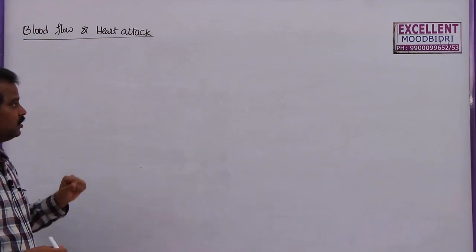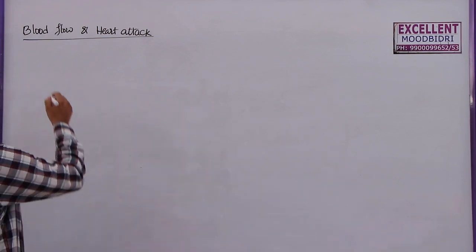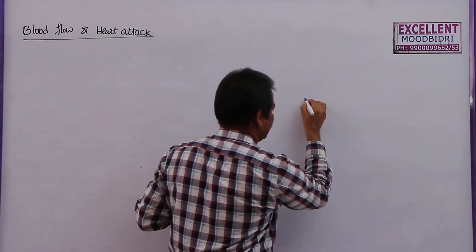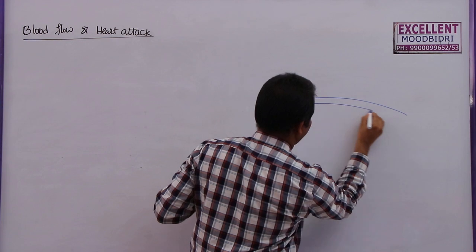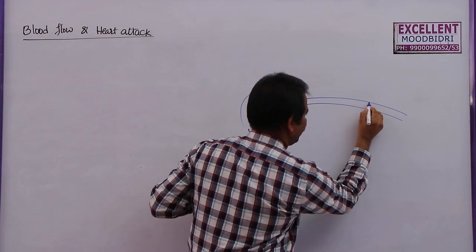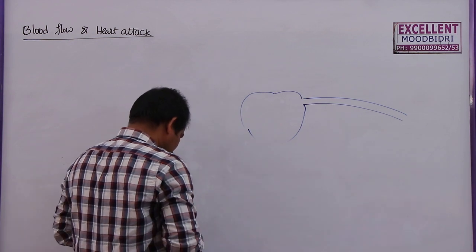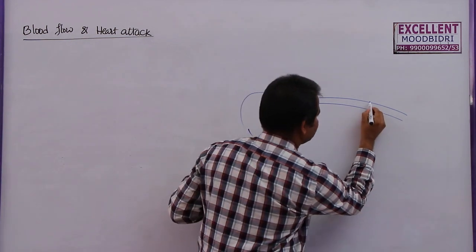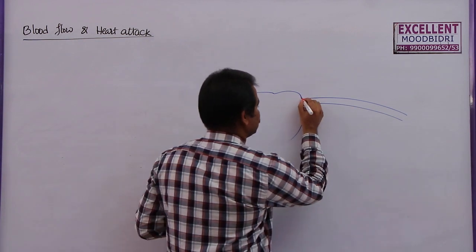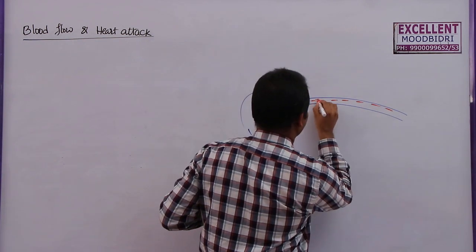Continuation of Bernoulli's theorem applications. So this is blood flow and a heart attack. If you take the artery that is going from the heart, for a healthy human the blood flows in this direction.